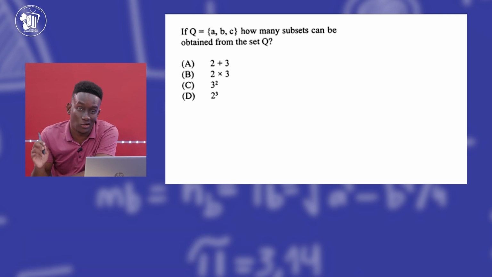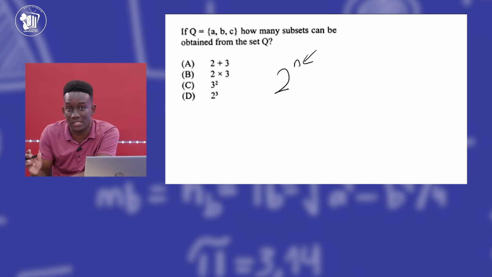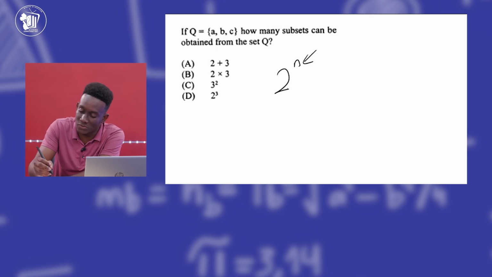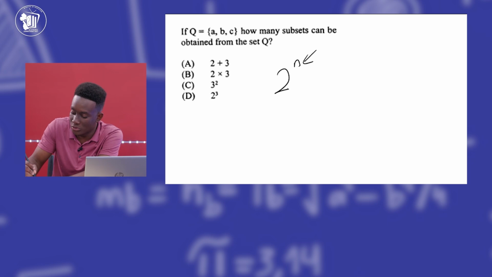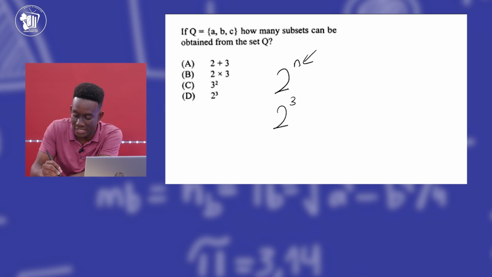So we know to find the number of subsets in any given set, the formula that we use is 2 raised to the n power, in which n represents the total number of elements in a given set. So in this case, we have 1, 2, 3 elements. So the formula here is 2 raised to the third power. And this answer would simply be D.